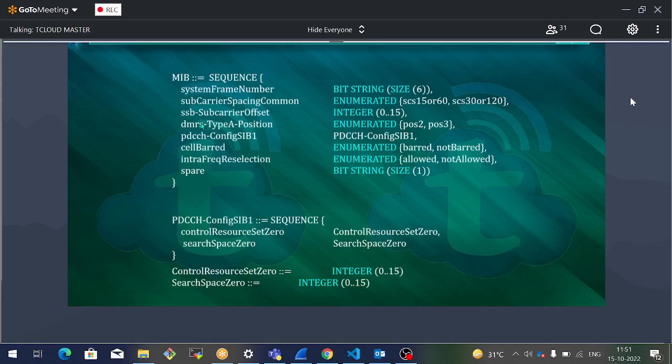Also, the mobile will get to know the DMRS position in the dedicated channels, PDSCH, whether it is position 2 or 3. What it is, we'll understand at the time when we are studying that channel.